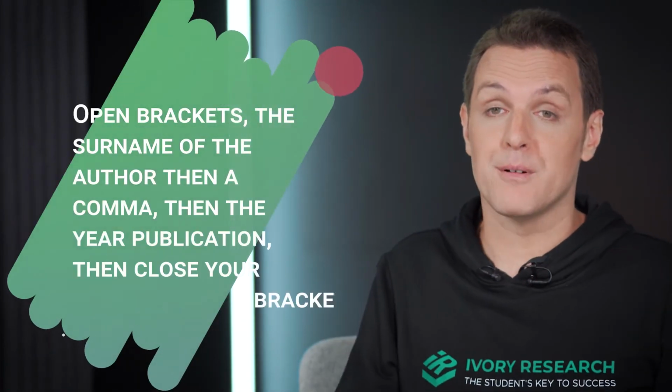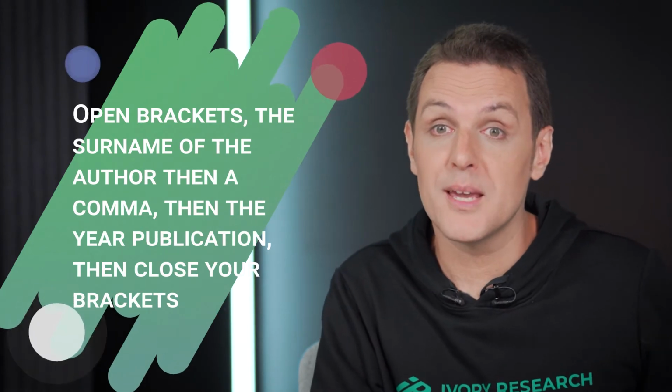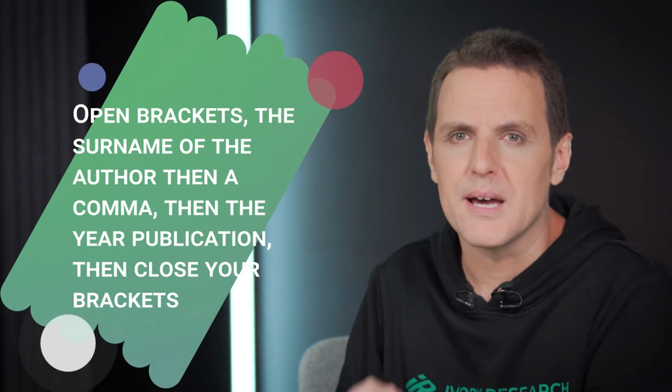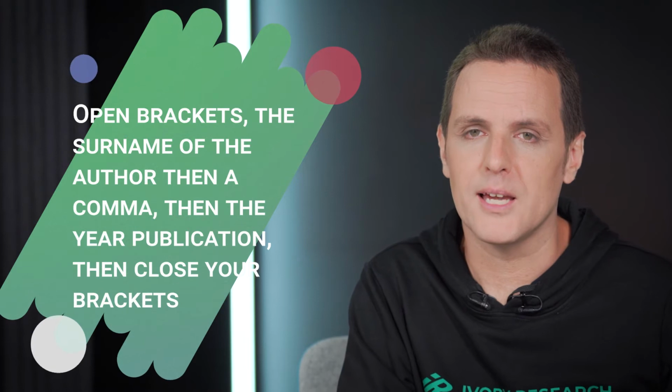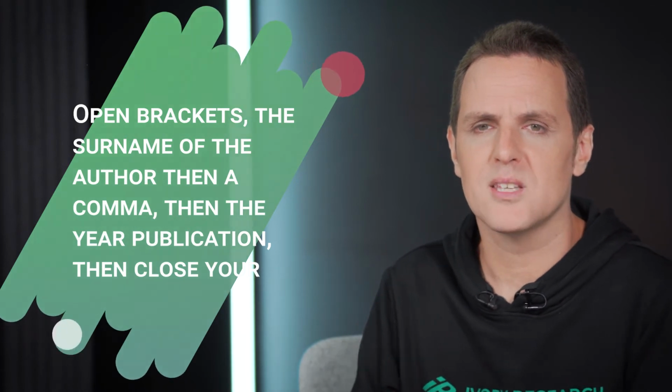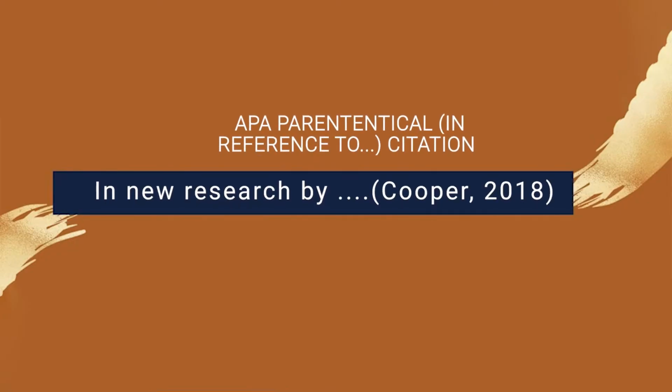A paraphrase citation or a parenthetical citation is where there is no direct quote, but there is a reference to a general theme or idea of another, and will go like this. Open brackets, the surname of the author, then a comma, then the year of publication, then close your brackets, like this example here.